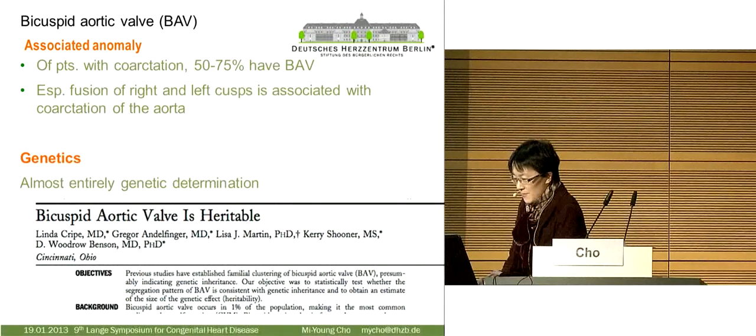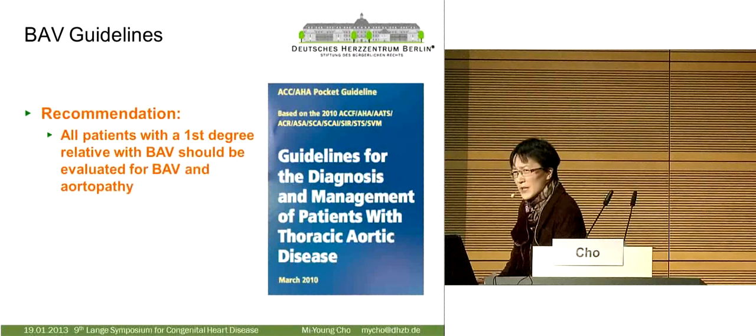And we have seen some familial descriptions of bicuspid aortic valves, and Cripe showed in her paper in Circulation that there is almost entirely genetic determination, and so it's heritable. So the recommendation is that first-degree relatives of patients with bicuspid aortic valve should be evaluated for bicuspid aortic valve and aortopathy.